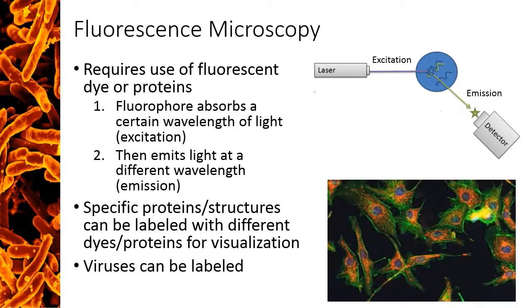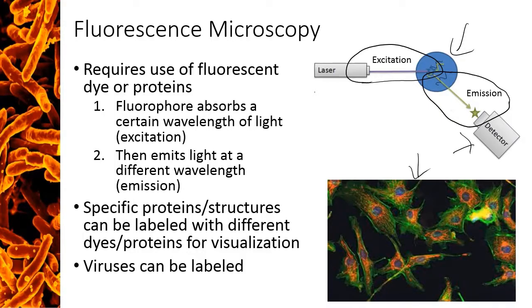A fluorophore, or fluorescent dye, absorbs a certain wavelength of light, referred to as the excitation wavelength. However, absorbing this light causes the molecule to give off light of a different wavelength, called the emission. For example, the dye in this cell here is absorbing the purple excitation wavelength and then giving off a green glow for the green emission wavelength. That glow is then picked up by the detector and we can see it in the microscope image.